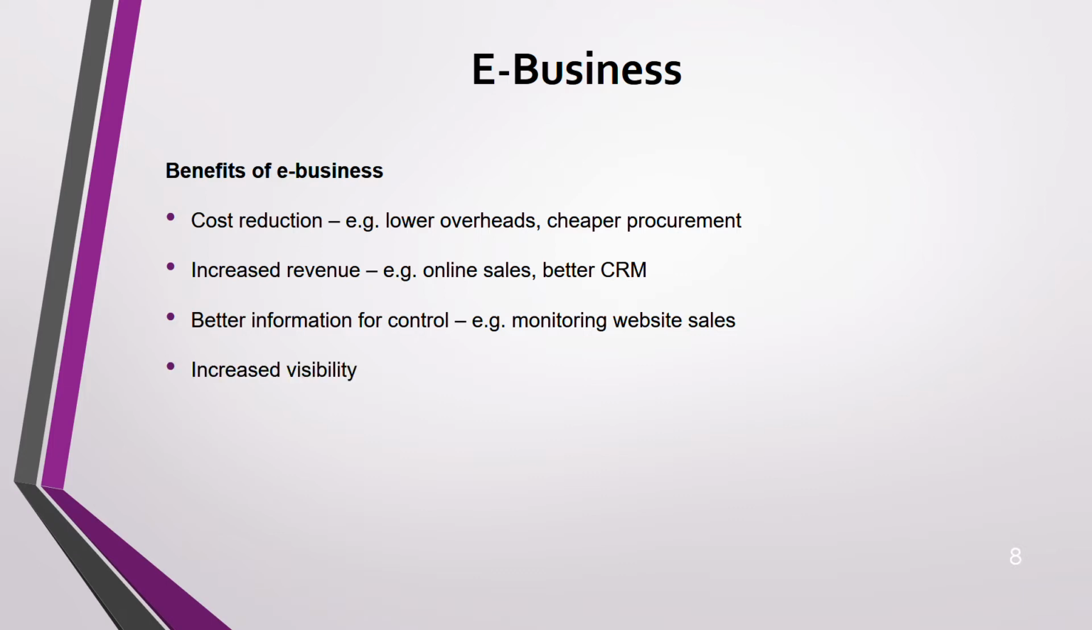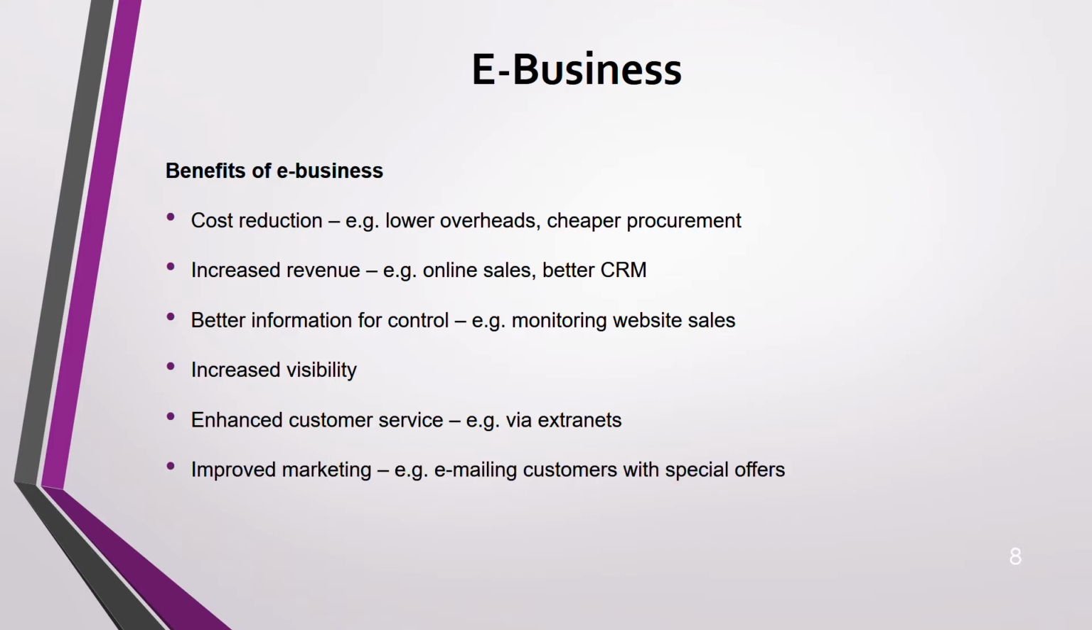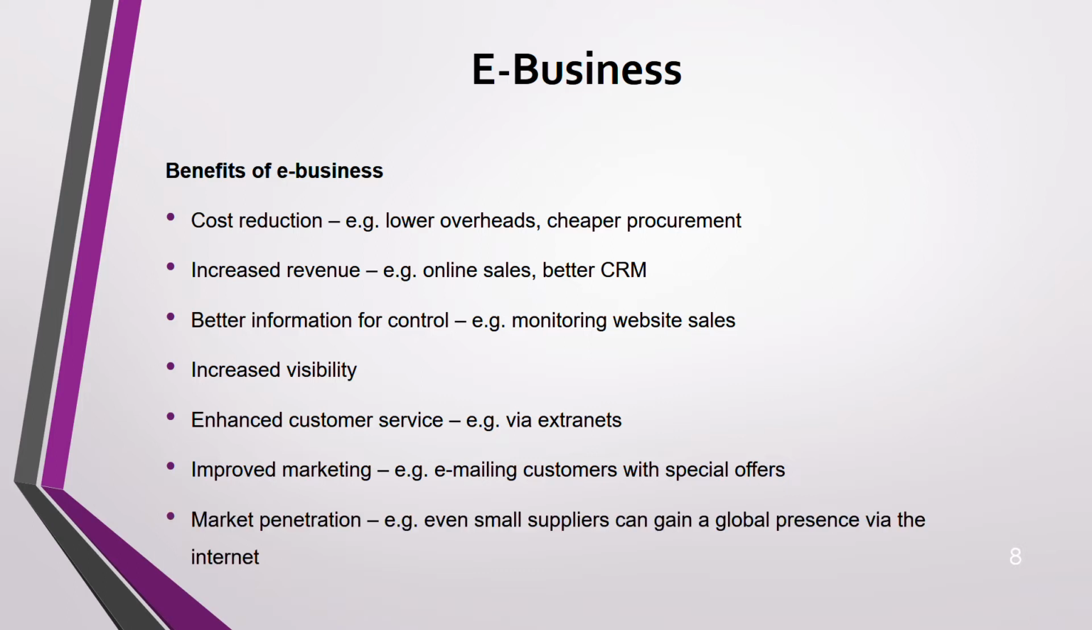Increased visibility. It's very visible. What gets bought automatically comes online. You cannot hide it. Enhanced customer service: if you know what your customer is actually ordering, you can enhance the service also. Improved marketing: you can market better because now you have more specific information about the customer, so you can mail them accordingly with some special offers maybe. Market penetration.